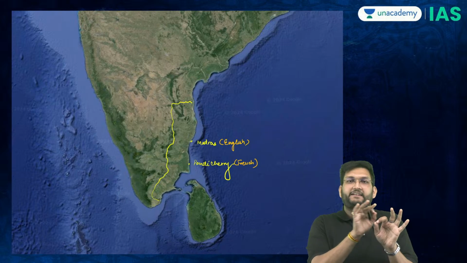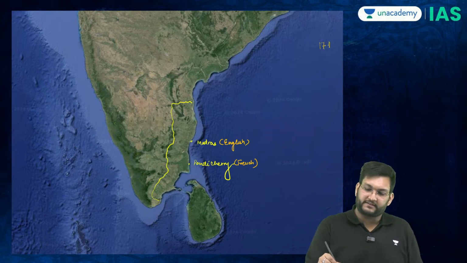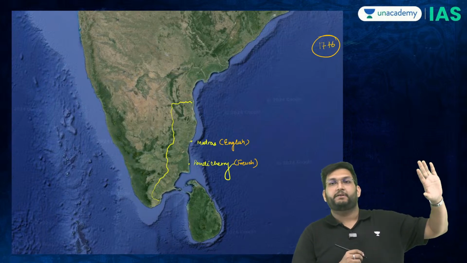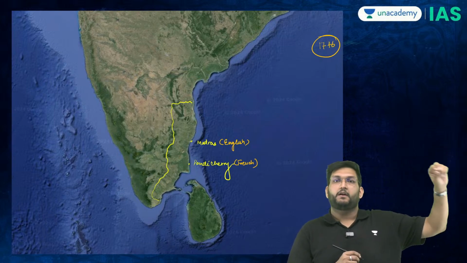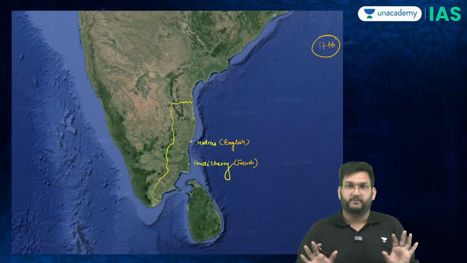Till 1746, nothing happens. And the year 1746 comes into context. The War of Succession is already happening in Europe, but it will now spill over into the Indian subcontinent.